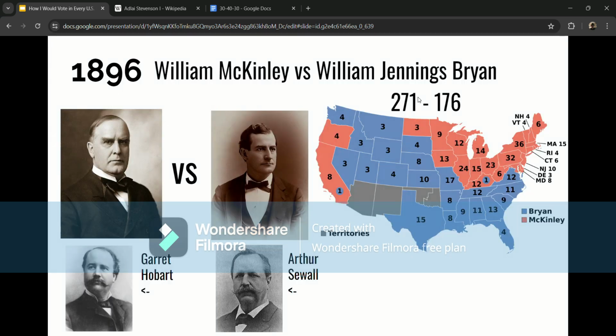So we jump ahead to 1896, and boy howdy, we have ourselves an extremely amazing candidate here that the Democrats have decided to nominate, endorsed with the populist movement. So it's pretty much James B. Weaver would have supported this guy. And this is William Jennings Bryan. He is a 2-term representative from Nebraska, so not a lot of experience there.